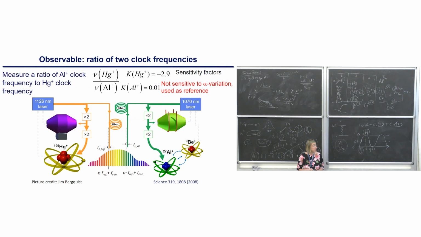And as you see, in this, one of those clocks has a sensitivity of minus 2.9, and another one is essentially not sensitive. The aluminum is very light, so your total sensitivity is about 3. Okay.